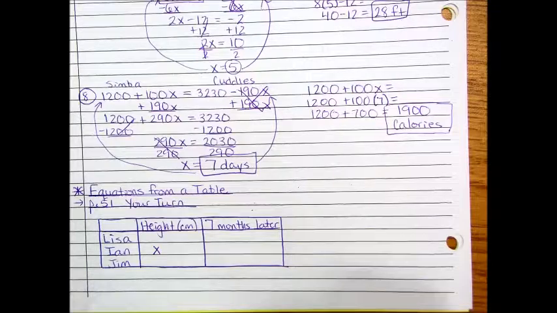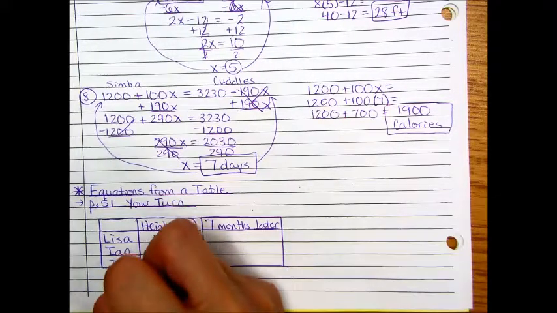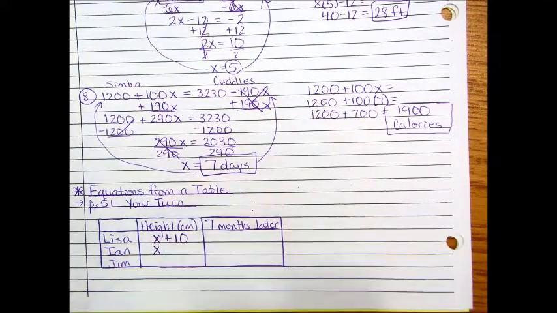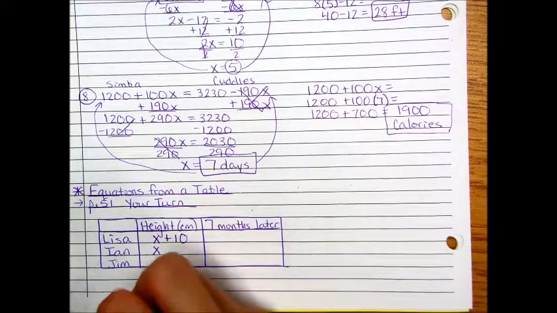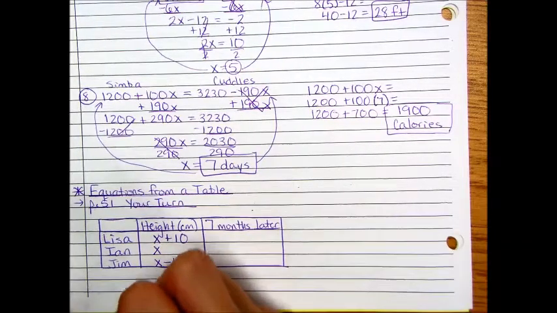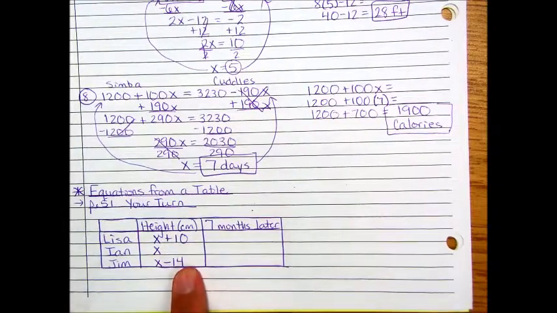Lisa is 10 centimeters taller than Ian. So therefore Lisa would be x plus 10. And then it says Ian is 14 centimeters taller than Jim. So that means Jim is Ian's height minus 14 centimeters, or x minus 14. So this is a great start because now we have one variable all connected to Ian.